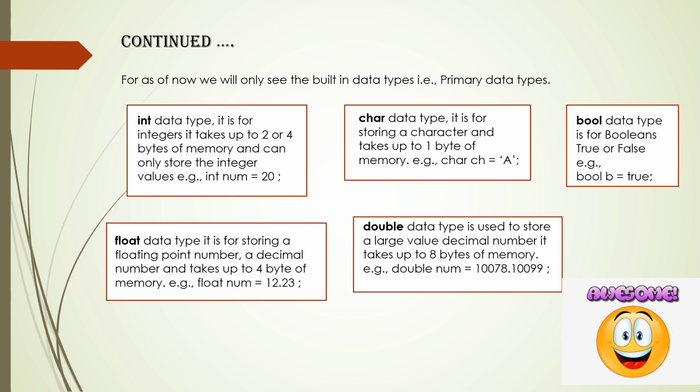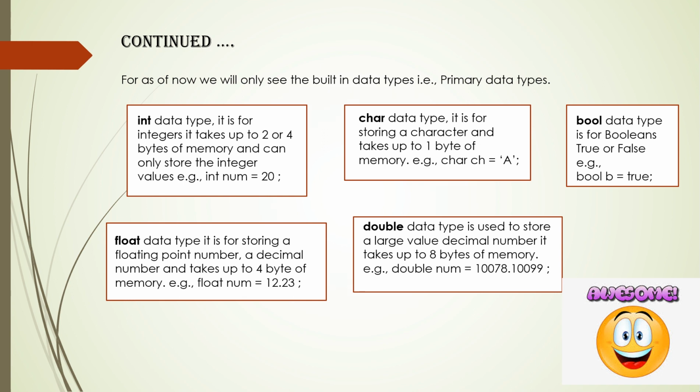Now comes the float data type. It is for storing a decimal number, a floating point number. It takes up to 4 bytes of memory. The syntax for declaring this is the same as all; only what you have to do is change your data type. See, float space num equal to a floating or decimal point number, then a semicolon. Here num is the variable name. Num is holding a value of 12.23, which is a floating point number, a decimal number. So I have declared a float data type.